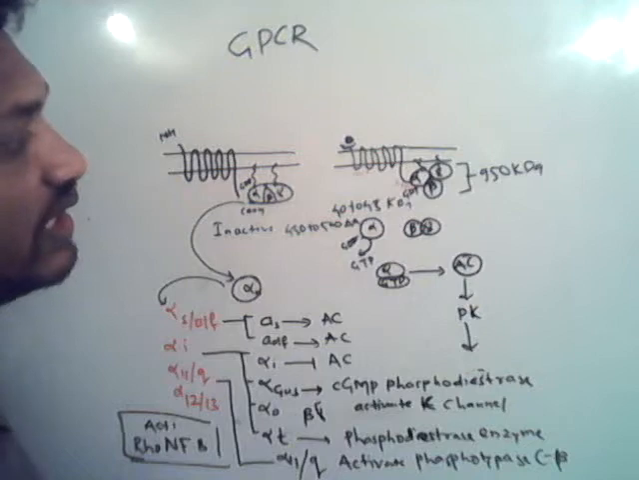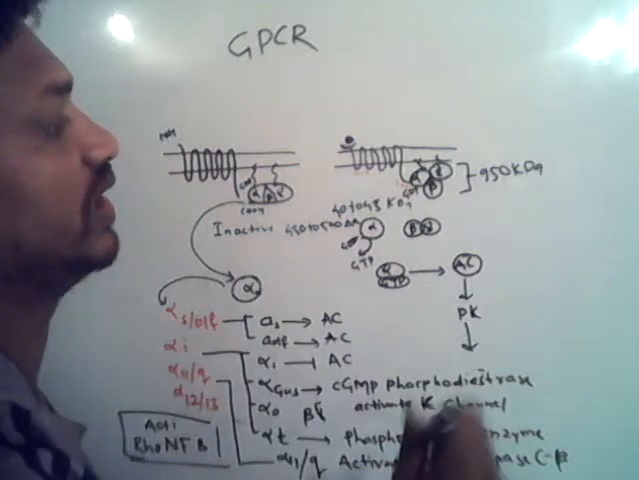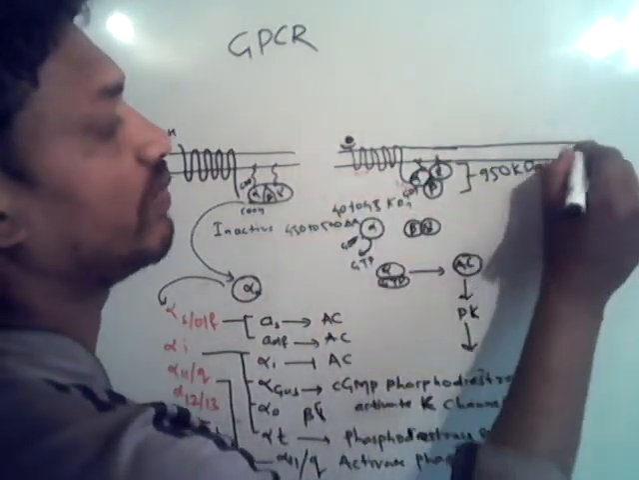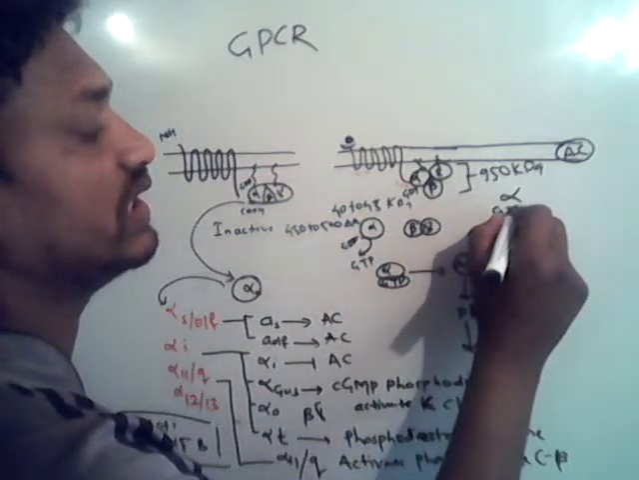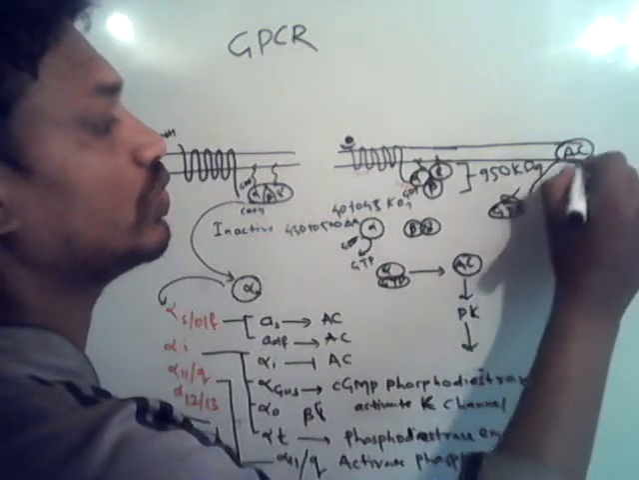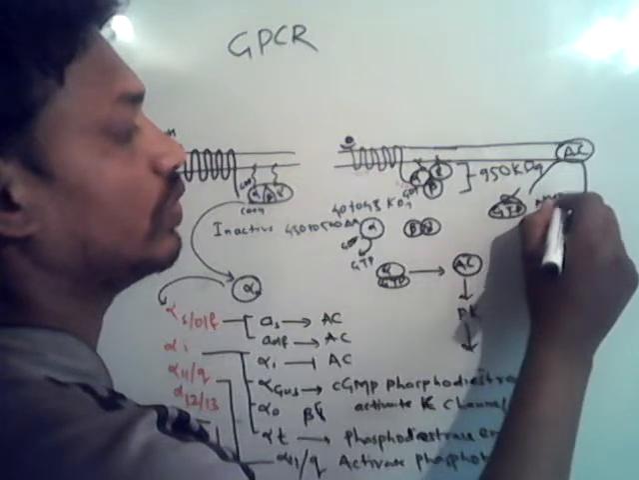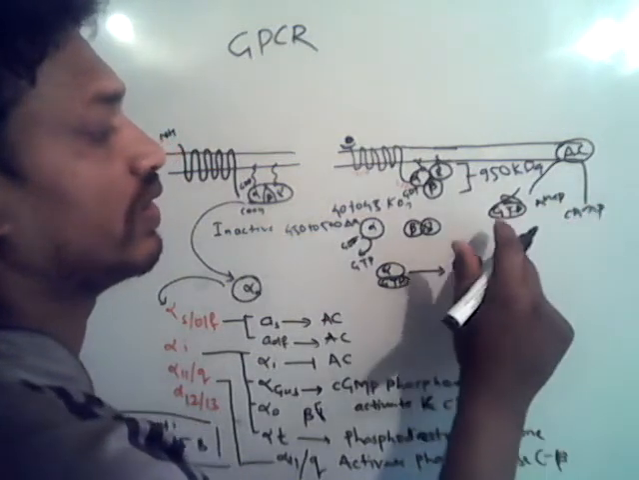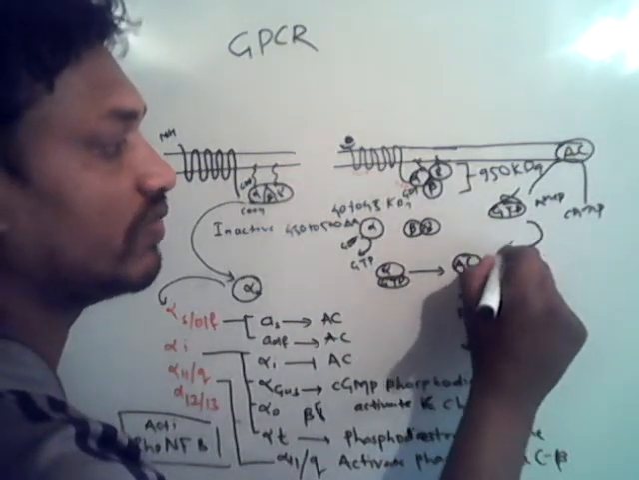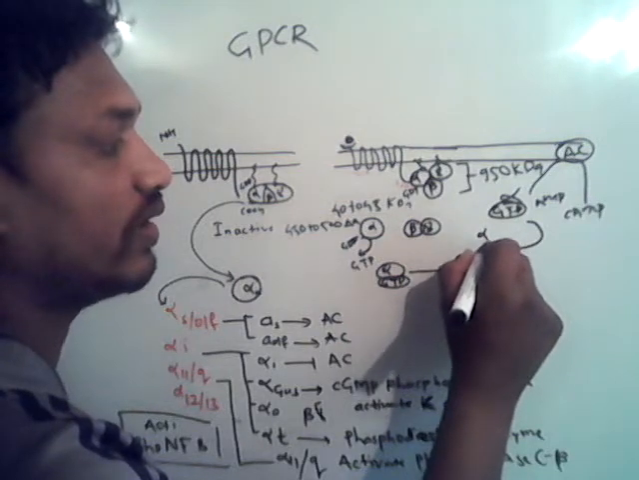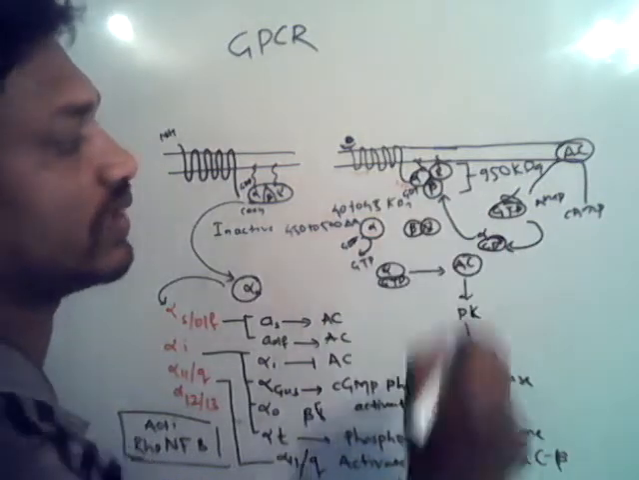And the adenylyl cyclase is present in the membrane, a little far. For example, here the adenylyl cyclase is present. The alpha subunit which contains GTP goes here and converts ATP to cyclic AMP. As the cyclic AMP is formed, the GTP is converted into GDP on the alpha, and again it binds to this receptor.